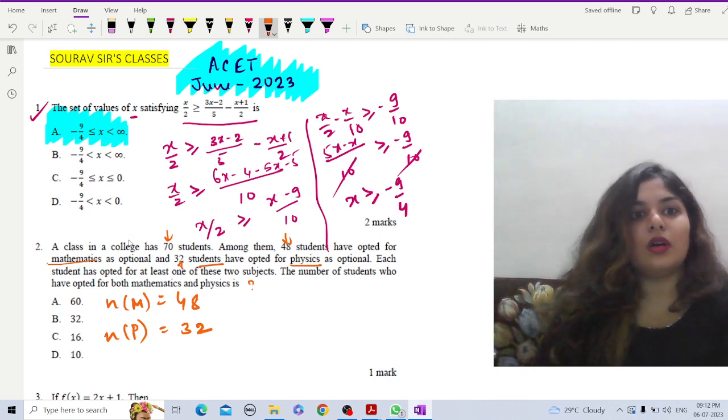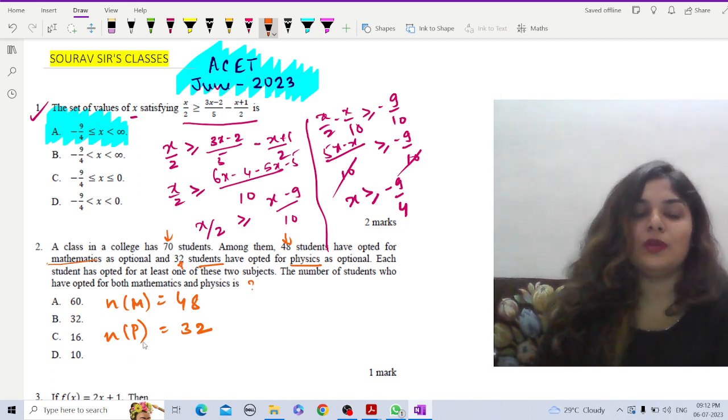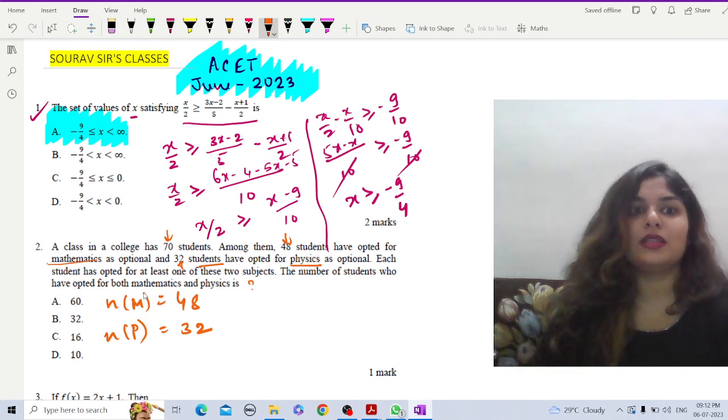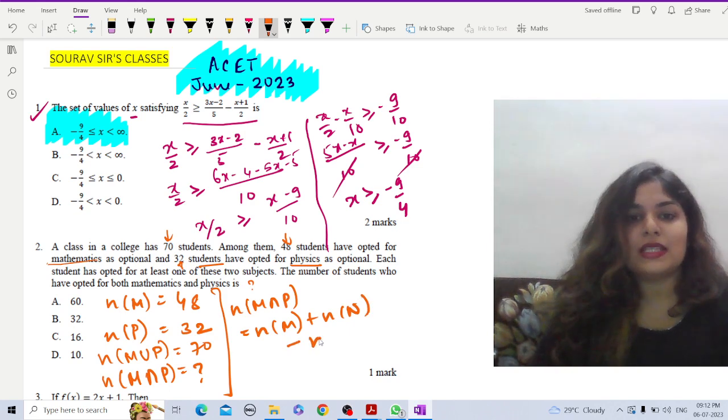Now a class in a college has 70 students. So combining these two, M union P, that is all the students who have opted for maths as well as physics together, is 70. So I can say that N of M union P is equal to 70. But what I have to find is how many of them have opted for both, that is M intersection P. Let us apply the formula: N of M intersection P is equal to N of M plus N of P minus N of M union P.